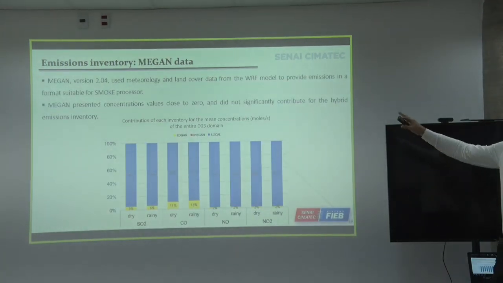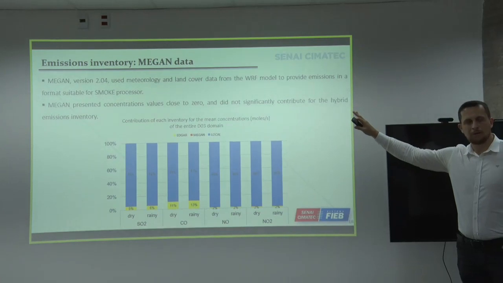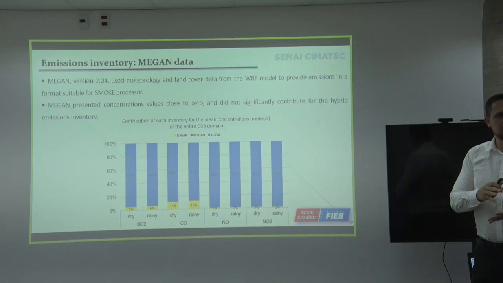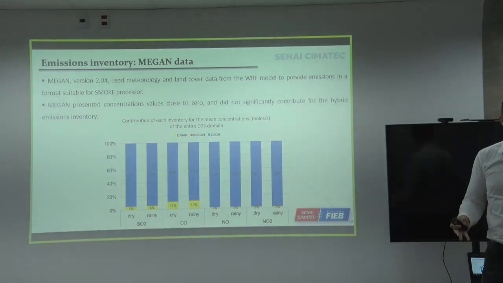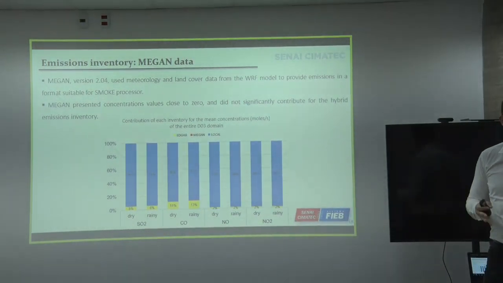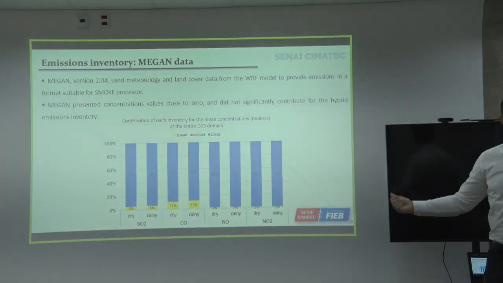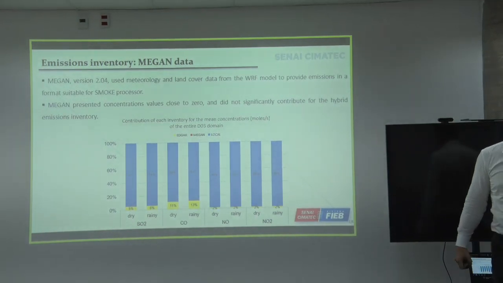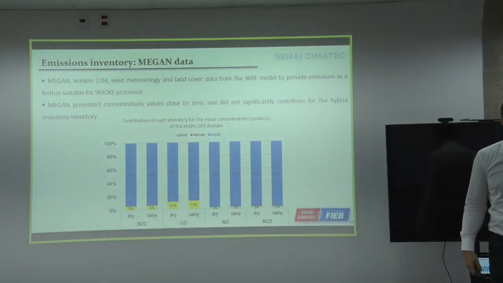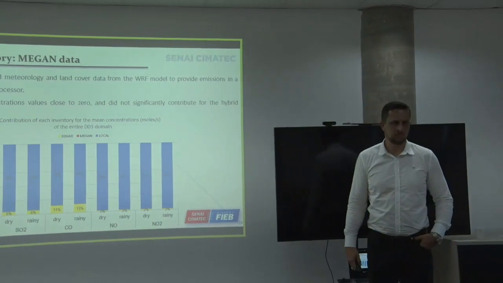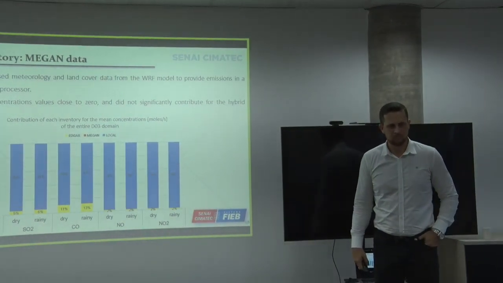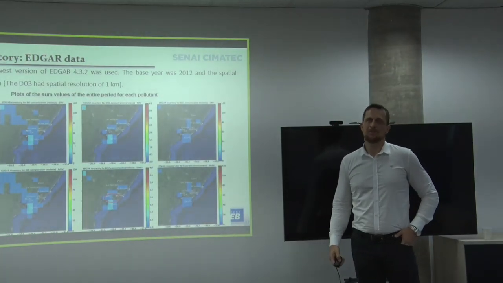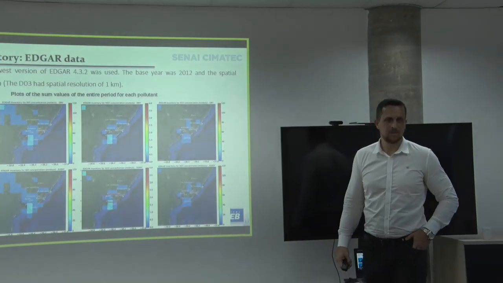Megan is for biogenic emissions, yeah. All right. Because biogenic emissions are mainly composed of VOCs, volatile organic compounds, and they play a very important role in ozone formation. But if you want to forecast PM 2.5 or PM 10, would Edgar be enough, or do you still need Megan? It depends on your requirements.